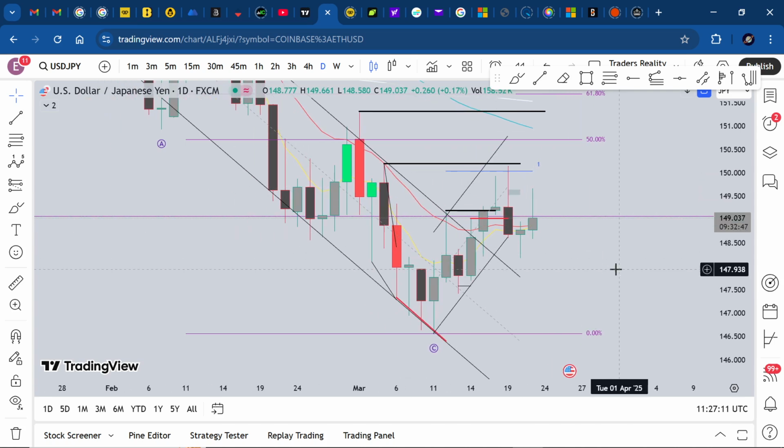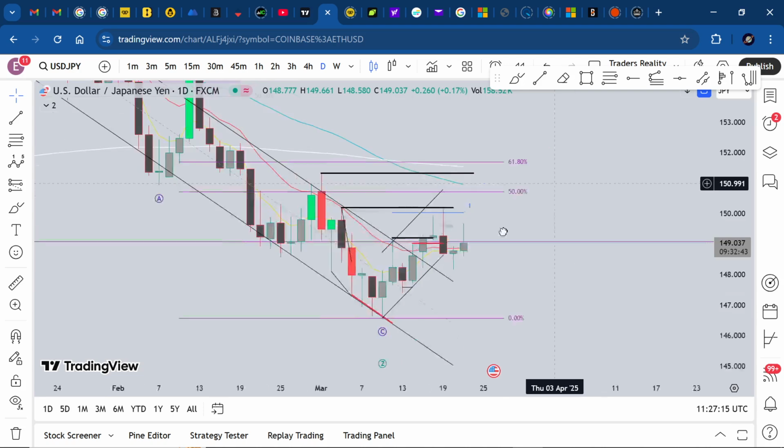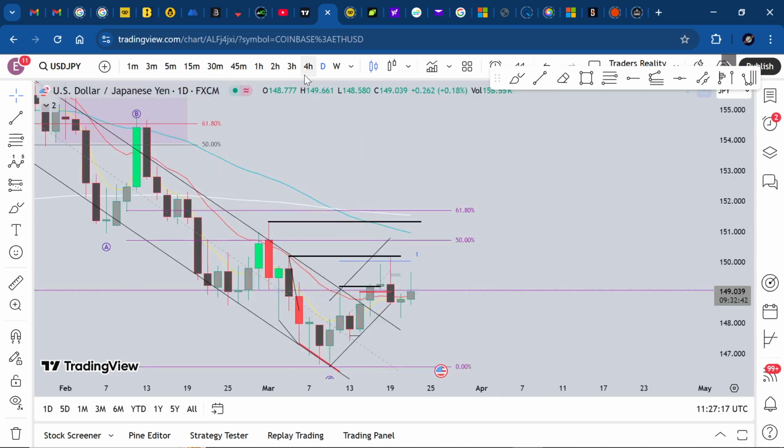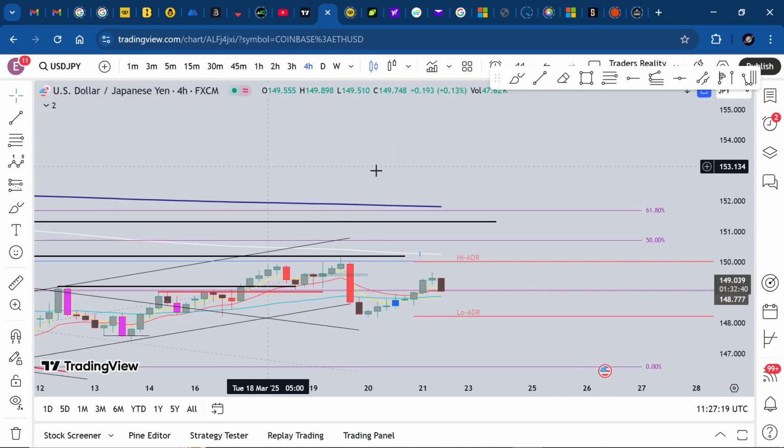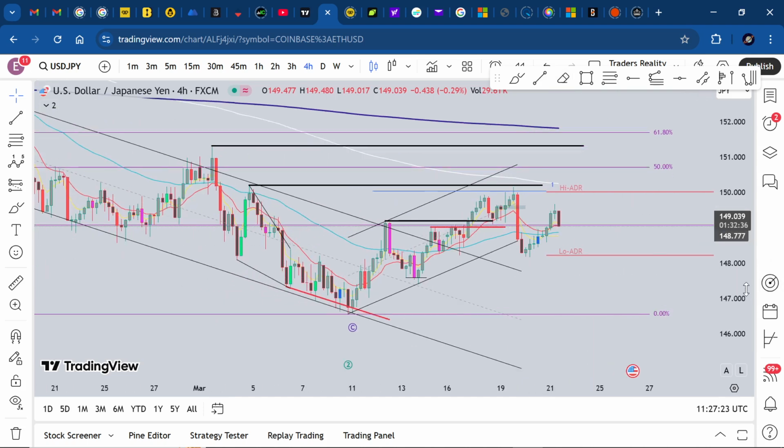But yeah, just looking off of this daily, I'm expecting price to go lower today, or for part of the day, at least.